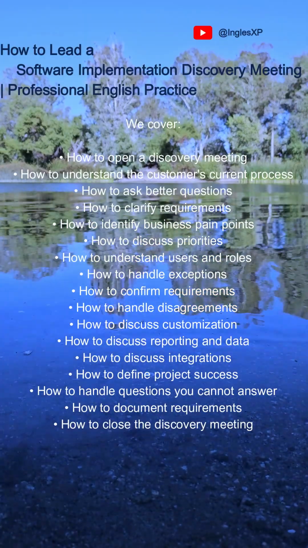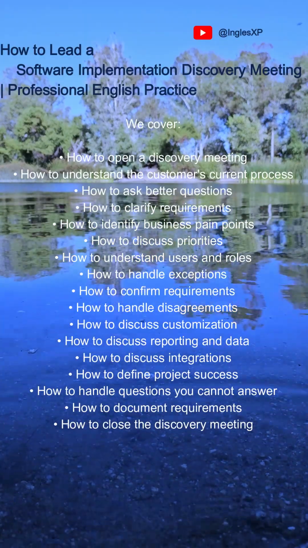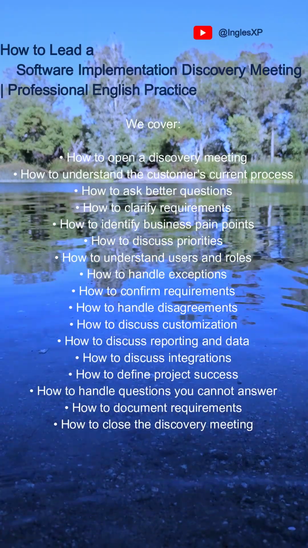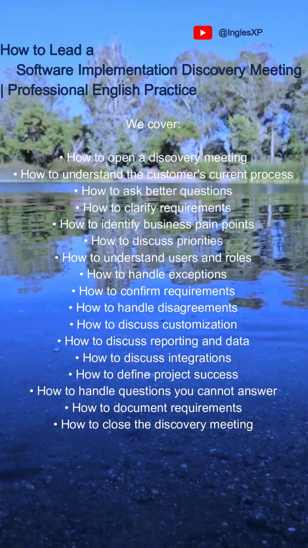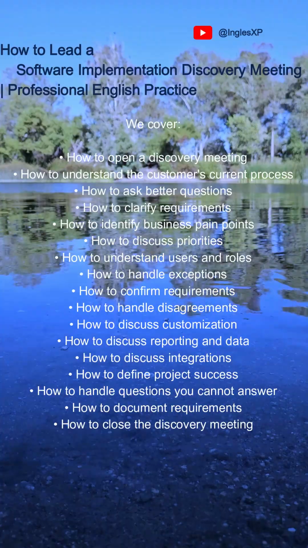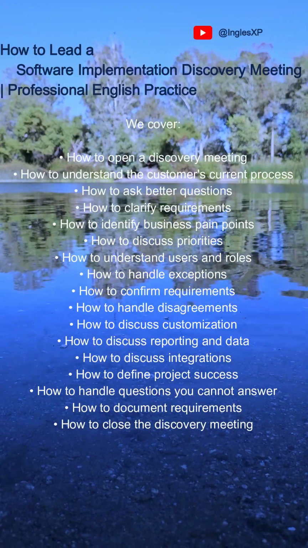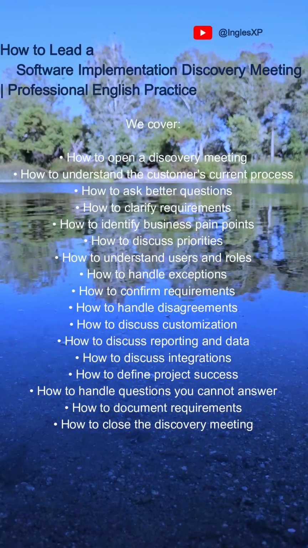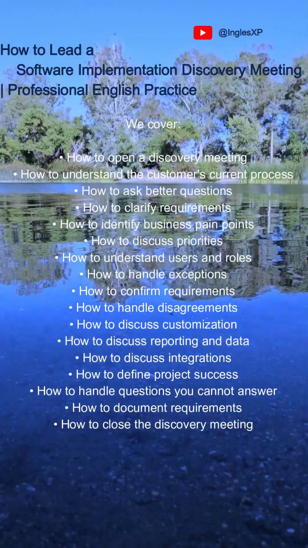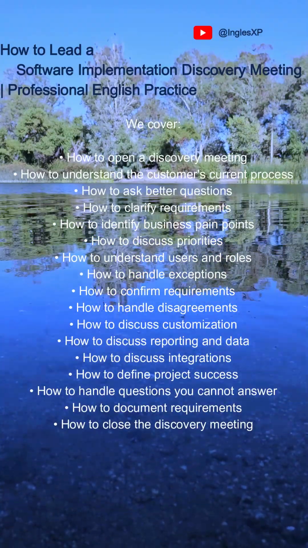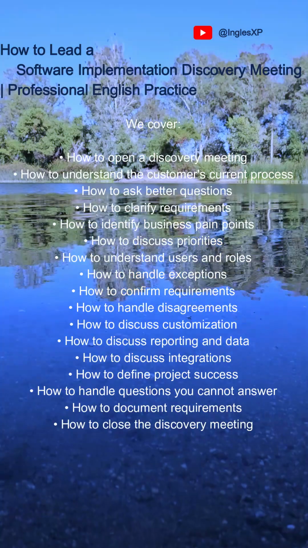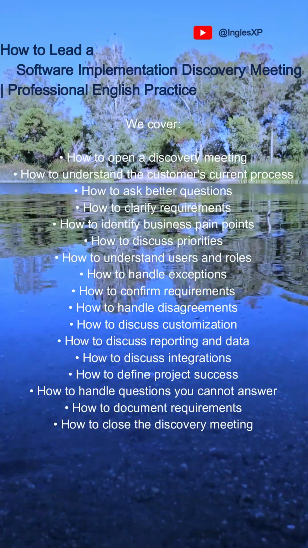Section 12. When the customer requests something custom. Customers sometimes request a feature that may require customization. You should avoid saying, yes, we can do that, before you understand the requirement. Instead, ask questions. What exactly would you like the system to do? What is the business reason for this requirement? How often would this process be used? Who would use it? What happens today? Would a standard process meet the requirement?